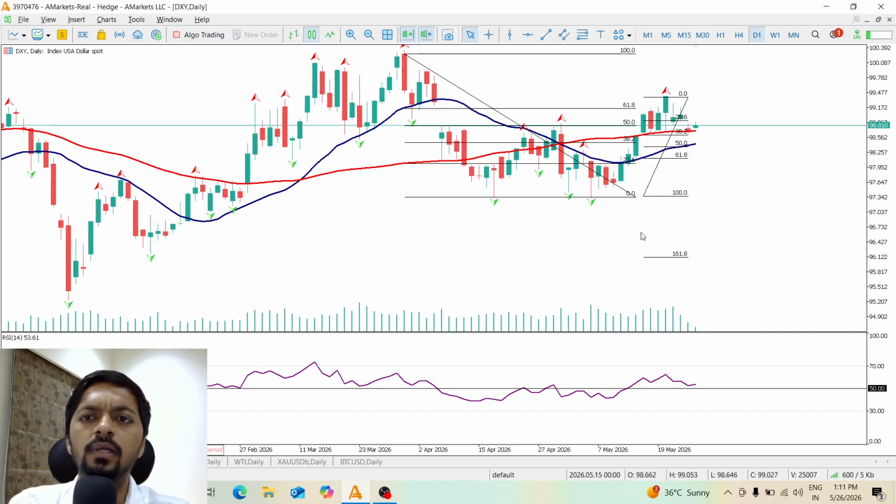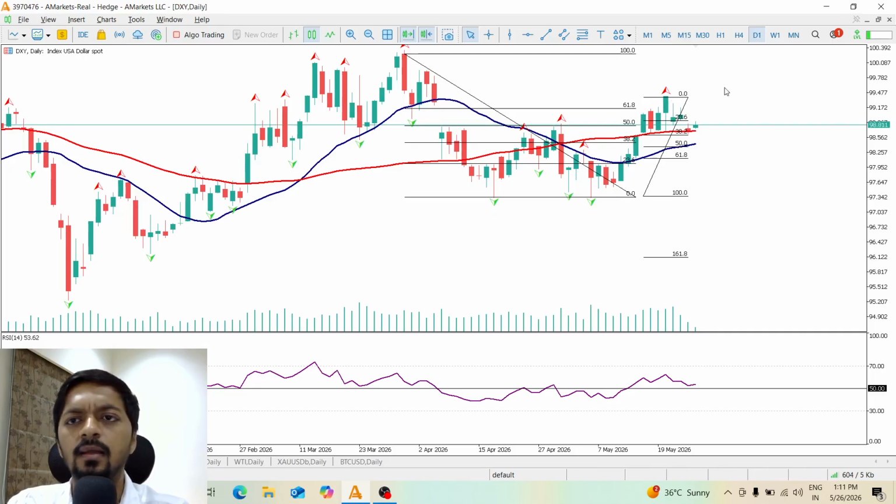Now let's talk about the technical analysis part. We see that the dollar index is sustaining above the 38.2 level, also the 55 period moving average. If price is sustaining above the same and breaking the 61.8 level, we can expect 99.500 and 100. But if price is breaking below 98.800, which is the 55 period moving average, and sustaining below the same, we can expect 98.200 and 98 level, which is also a 61.8 Fibonacci level.